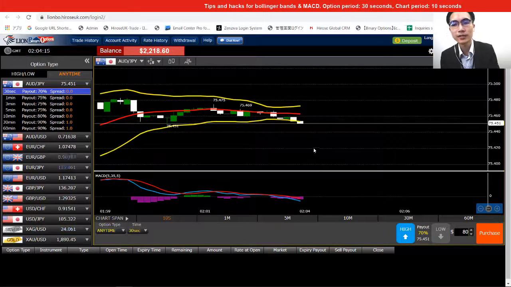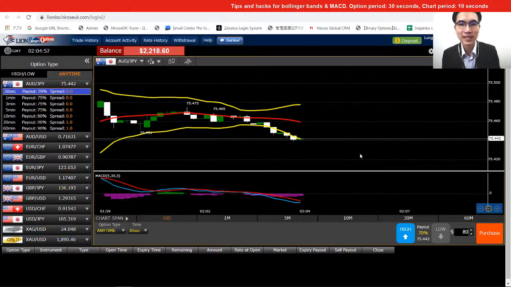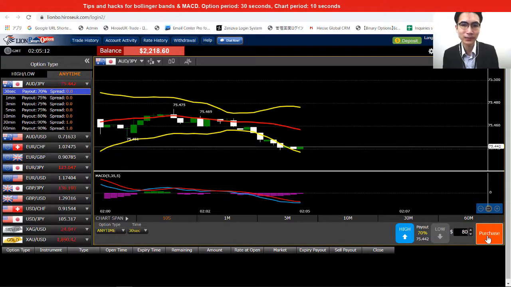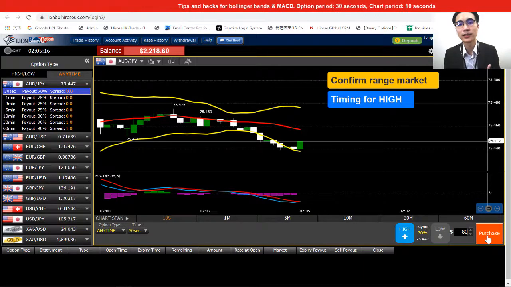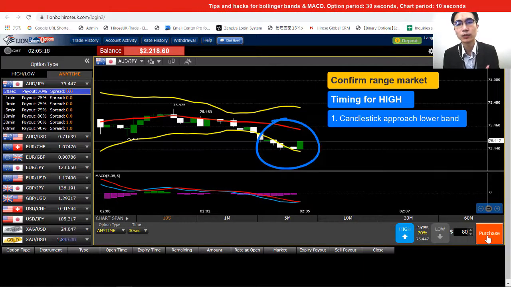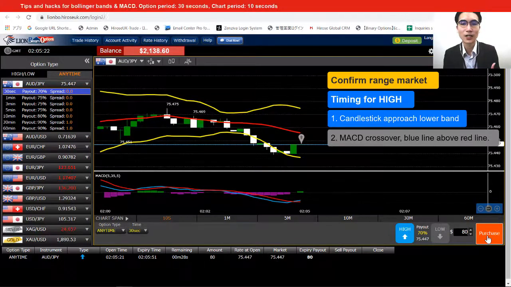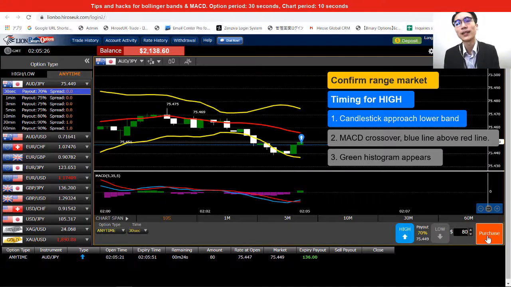So okay, just browse a little bit more. Okay, yep. I'm looking at this one here. It's the opposite of the one just now. This one, the candlestick has touched the lower band, and all I'm looking for is the two lines in the MACD to cross over, which is now. That's why I opened a high position here.